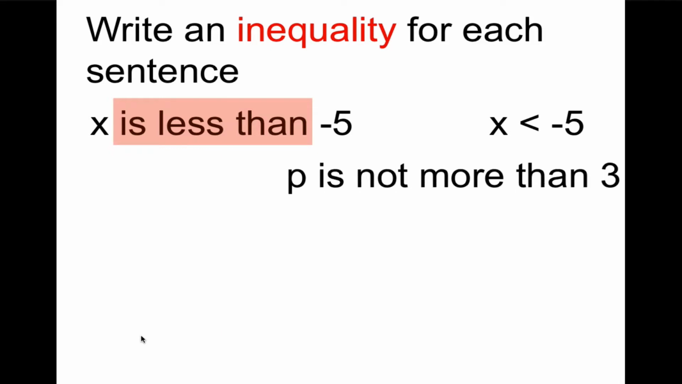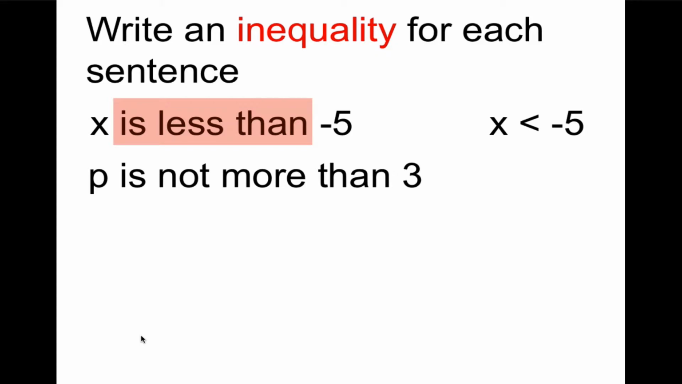The next question. P is not more than 3. So we're going to highlight is not more than, and take a moment, try to answer on the right-hand side, and then we'll check. So when I answer this, I ask myself, can it be equal to 3? Can P be equal to 3 if it's not more? Yes, 3 is not more than 3. So that means it's equal or less. P is less than or equal to 3.